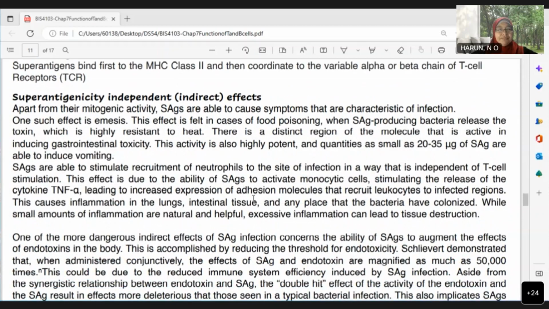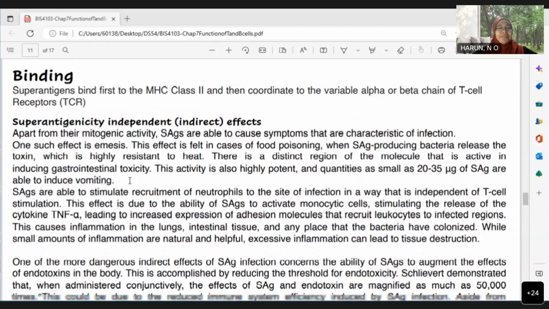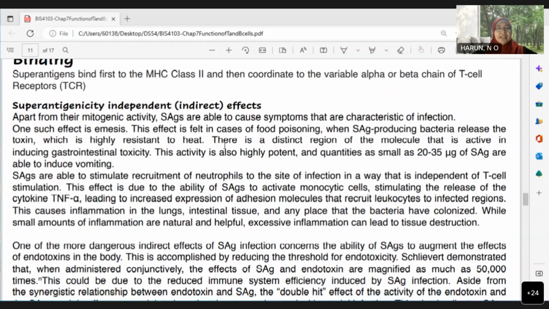Okay, contohnya apart from mitogenic activity, the SAG ataupun super antigens also can cause symptoms that are characteristic of infection, seperti emesis, di mana this effect is felt in cases of food poisoning when the SAG producing bacteria release the toxin which is highly resistant to heat. Okay, the bacteria yang akan produce ataupun release the food poisoning toxin adalah resistant to heat.